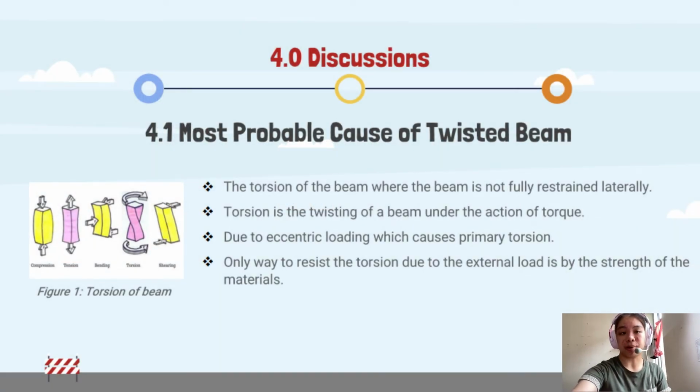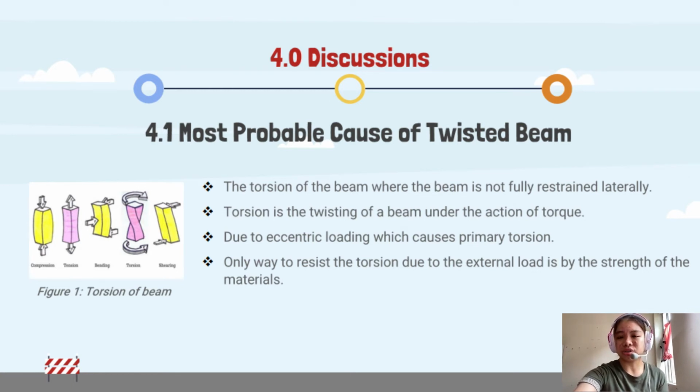So for the first part, I'm going to explain about the most probable cause of twisted beam. The most probable cause of a twisted beam is the torsion of the beam, which means the beam is not fully restrained laterally. Torsion in beams arises generally from the action of shear loads, whose points of action do not coincide with the shear center of the beam section.